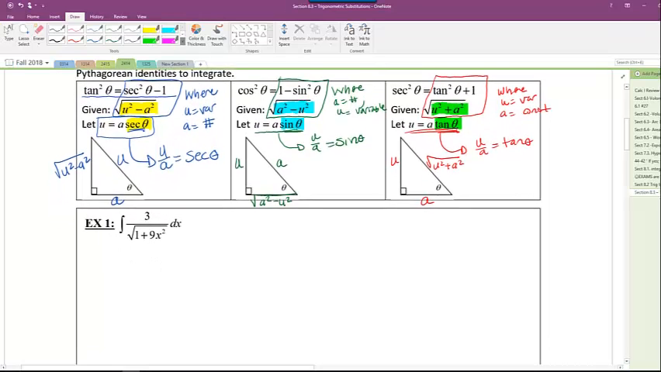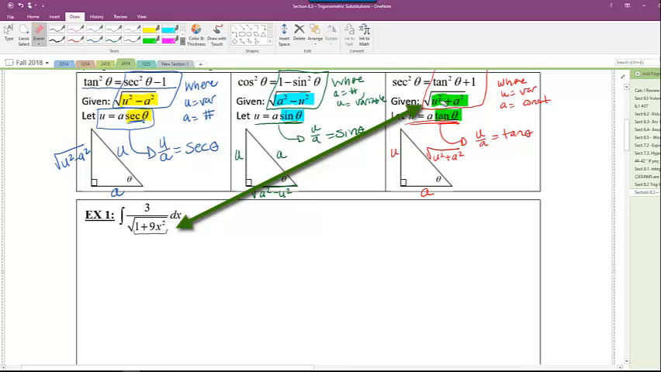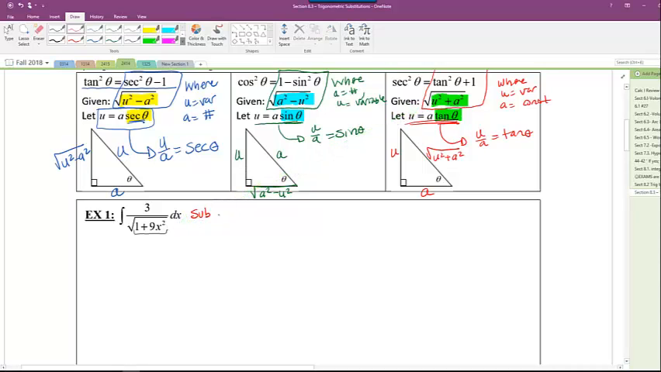So let's look at example 1. We need to evaluate the integral of 3 divided by the square root of 1 plus 9x squared. Well, if we look here, that looks like variable squared plus constant squared. So this means that our substitution will be for the tangent of theta. Again, because it's variable squared and constant squared. So if they're added together, variable squared, constant squared, we're looking for a substitution of the tangent.